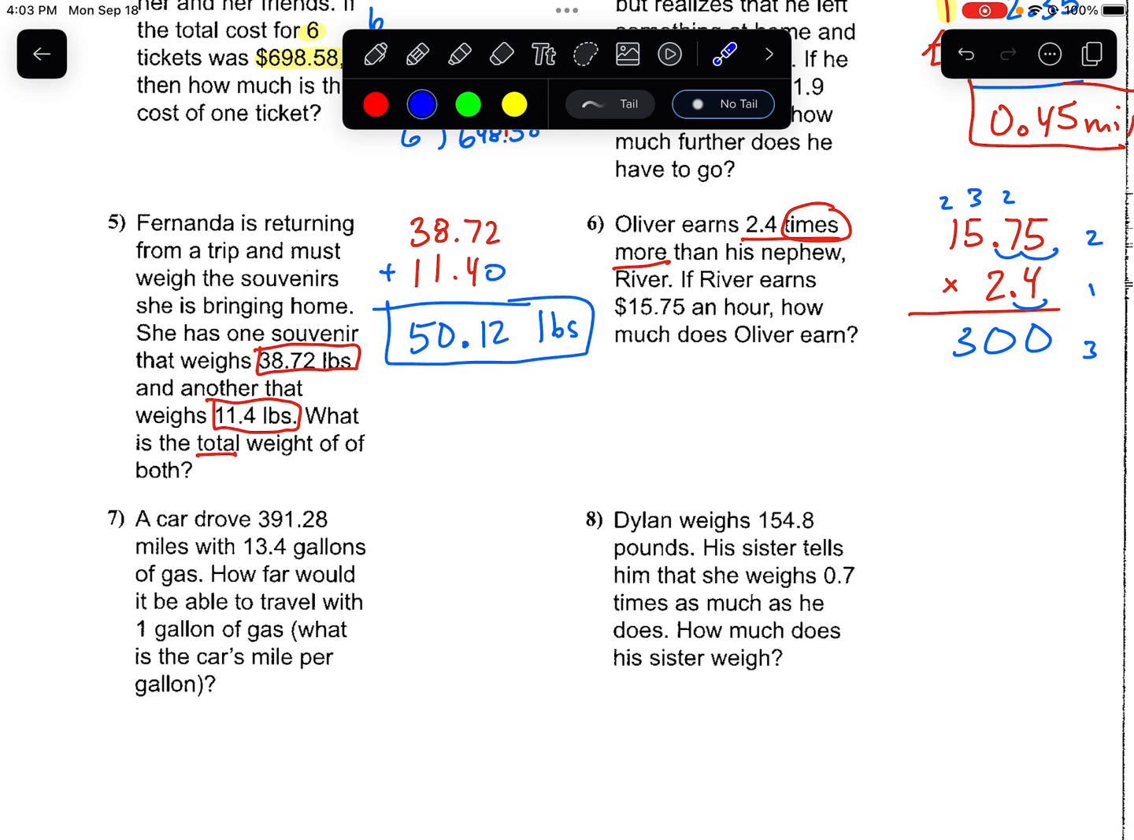And then finally, 4 times 1, which is 4, plus 2, which is 6. I shouldn't say finally because we're not done yet. So that's 6,300. Okay, I'm done with those. Now I need to multiply with the 2.